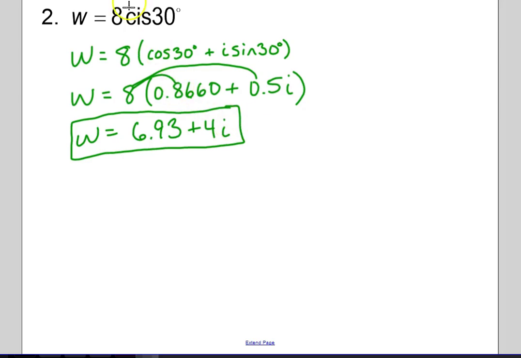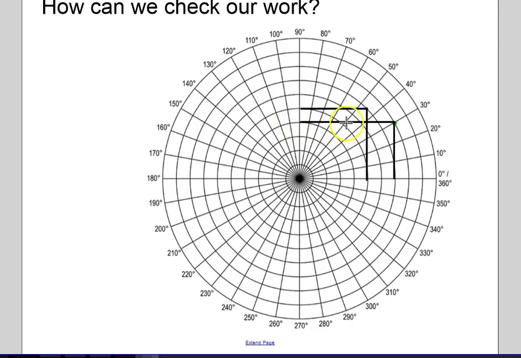So let's see how we did. Okay, so that point, yep, it's just shy of 7. Some might even say 6.93 on the real axis, and then on the imaginary axis, yep, right on 4. So it seems like it'll make sense.